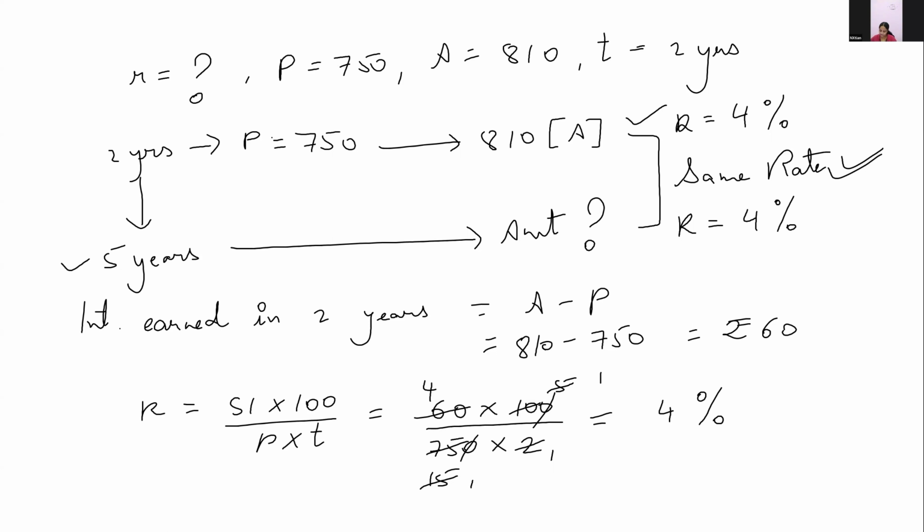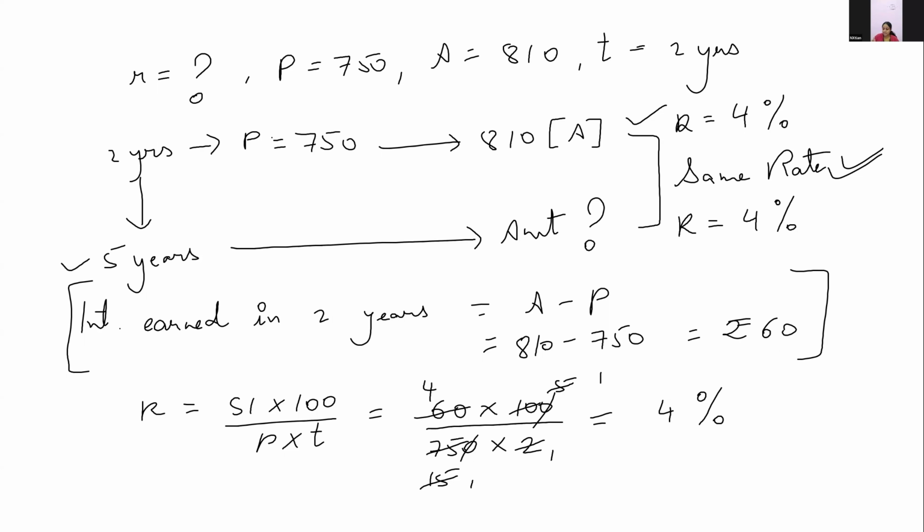This is the simple interest for 2 years. We will calculate the simple interest earned in 5 years. How? Same P, same P. Only the time will change, and rate is 4. So we can calculate the SI for 5 years. Calculate and tell me what are we getting the SI for 5 years? 150. 150, very good.